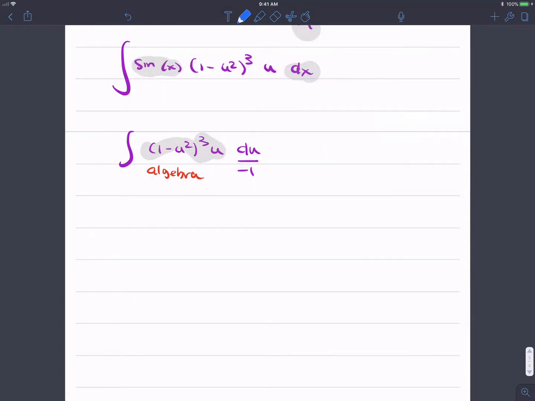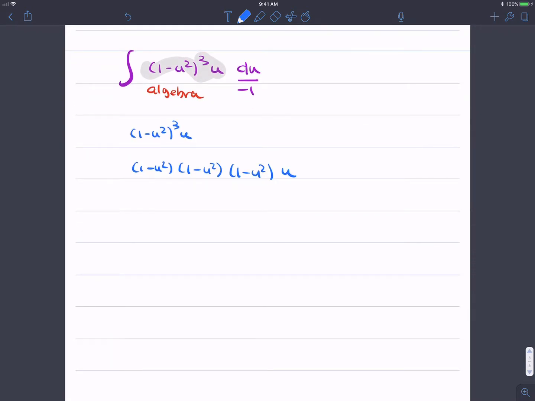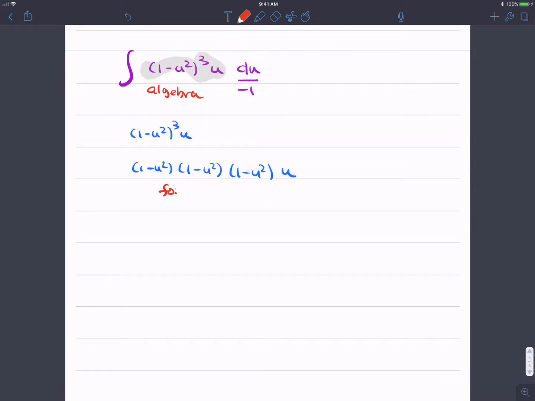So I'm going to put this in blue here. We have 1 minus u squared. Now that's the third power times u, which will be 1 minus u squared, 1 minus u squared, 1 minus u squared times u. We're going to have to multiply this out by FOIL. So let's write that down here too. We're going to have FOIL here and another FOIL over here.